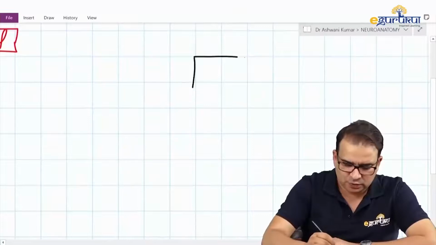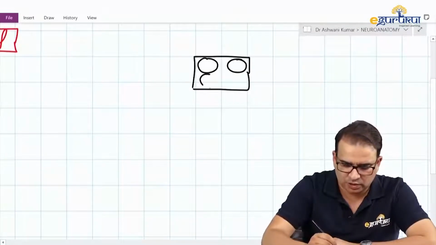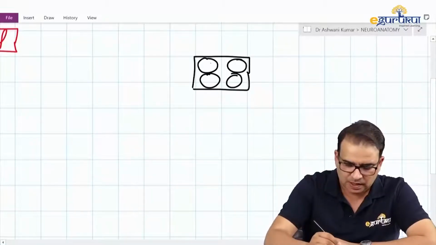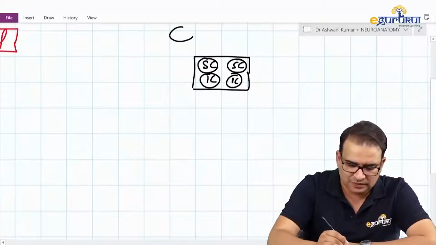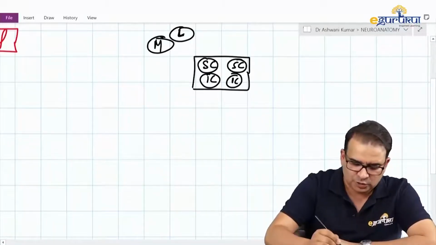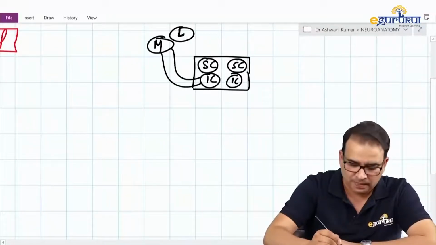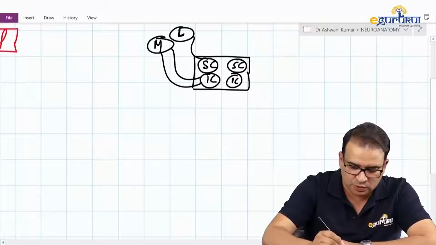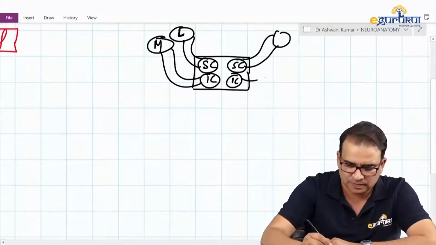Guys, if this was the midbrain, just drawing it very roughly, here were the two superior colliculus, two inferior colliculus. The superior colliculus and that is inferior colliculus. And somewhere above, let's say we got the geniculate bodies here. For convenience, if I say this is the lateral geniculate and this is the medial geniculate body. So what you'll see, a white matter bundle is connecting the inferior colliculus to medial geniculate, and a white matter bundle will connect the superior colliculus to lateral geniculate body, and that is to be seen on both sides. Same story.